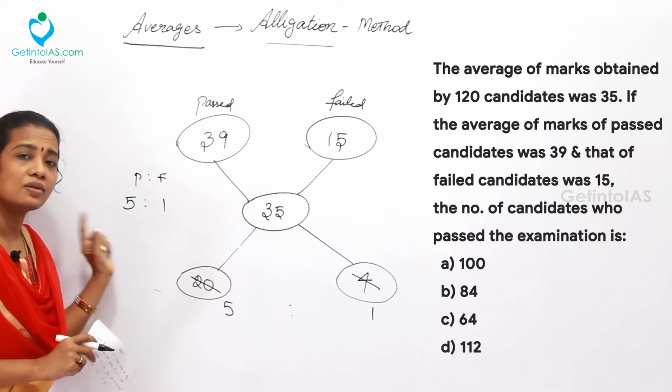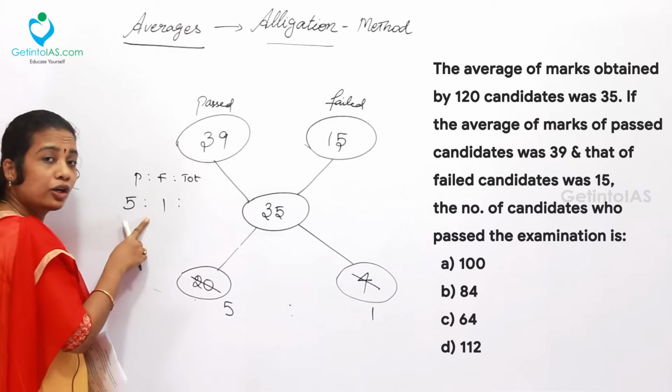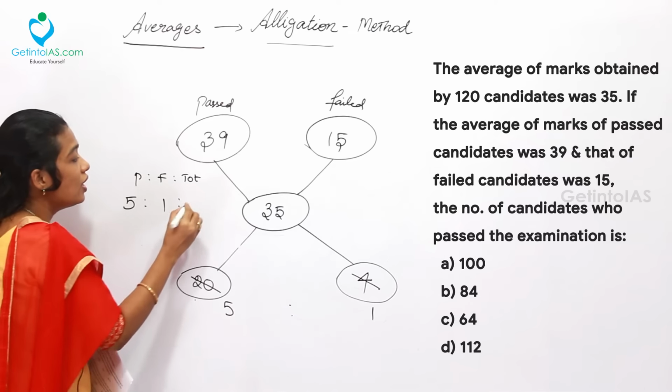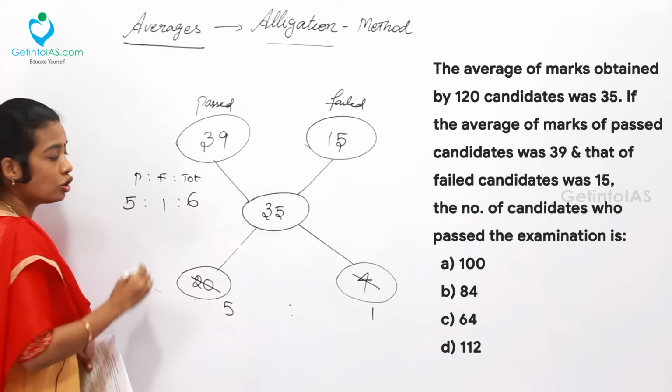Here it is given total candidates is 120. So here first find the corresponding ratio. What is the total of the ratio? 6 units. So 6 units equal to 120. What is the passed candidates of 5? So 120 divided by 6, we will be getting 20 times. So 5 into 20 is the final answer, which is 100. 100 is the total number of passed candidates. This is under the alligation method.